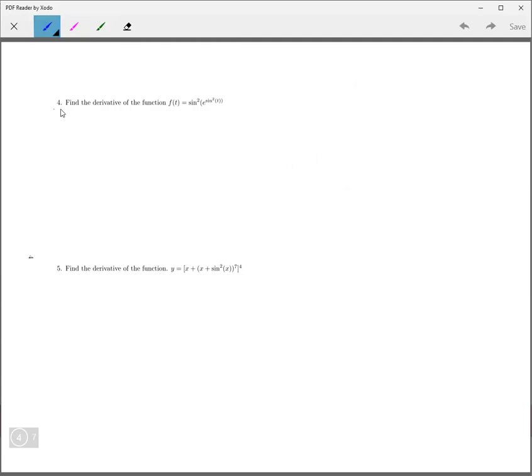Okay, number 4. Find the derivative of this function. Oops, I forgot to put in, oh, this parenthesis here is up here somehow. Okay, it's supposed to be like that.